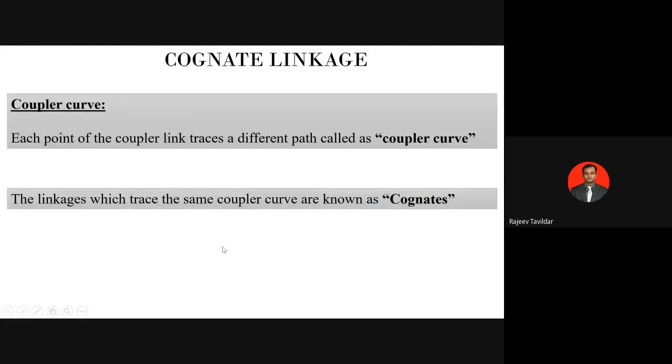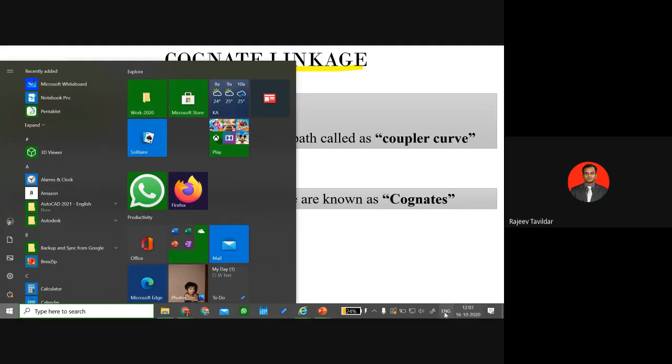Yes, we are here to understand a new concept called cognate linkages. To understand what cognate means, let us first understand this terminology, the coupler curve. The definition says that each point of the coupler link traces a different path, and that path is called a coupler curve. Let me explain what it means.